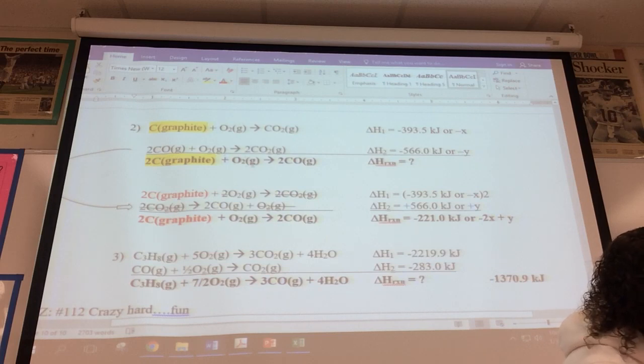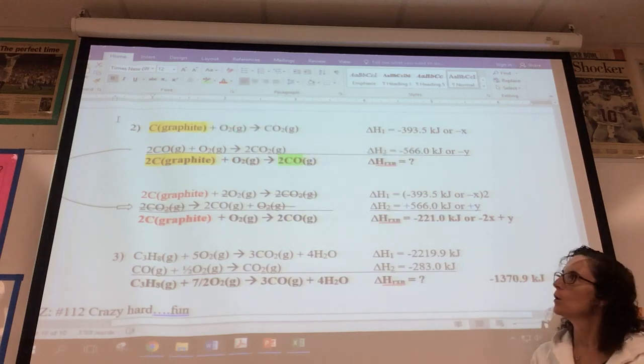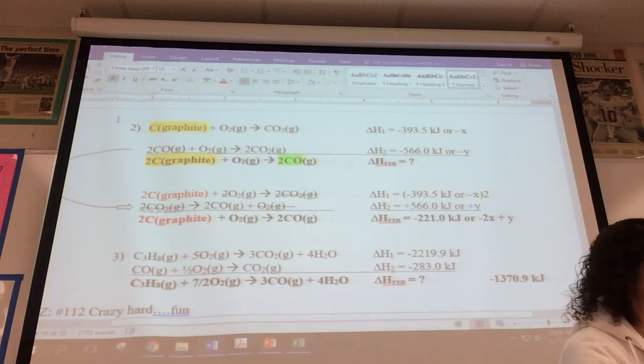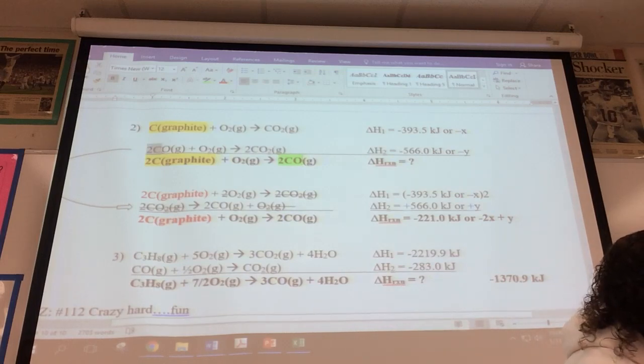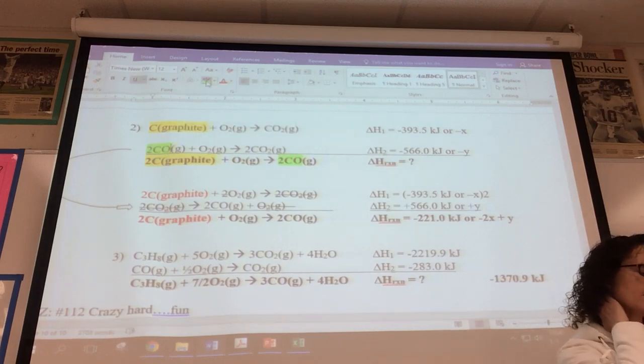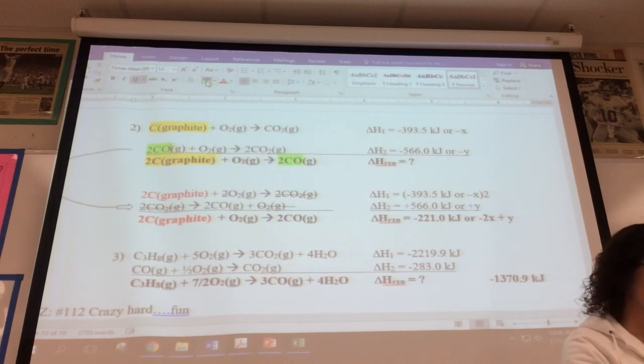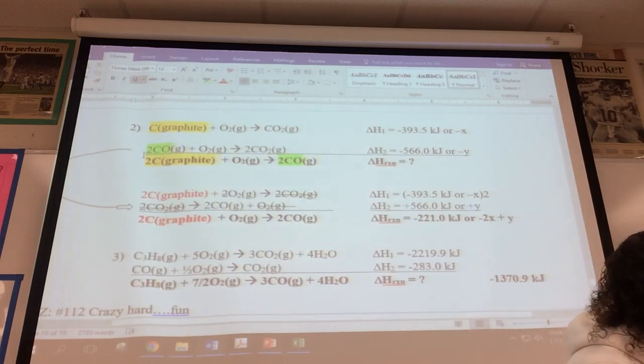Oxygen's all over the place. I don't want to deal with it yet. I look at 2 moles of carbon monoxide. Where is carbon monoxide? On the other side. Does the coefficient match? Yes. So I don't have to multiply it, but what do I have to do to that equation? Flip it around. So I'm going to flip this equation, which is what is shown here. It's flipped here. And when I flip it, what do I do to the sign of delta H? I change it. So now it's positive because it was negative.